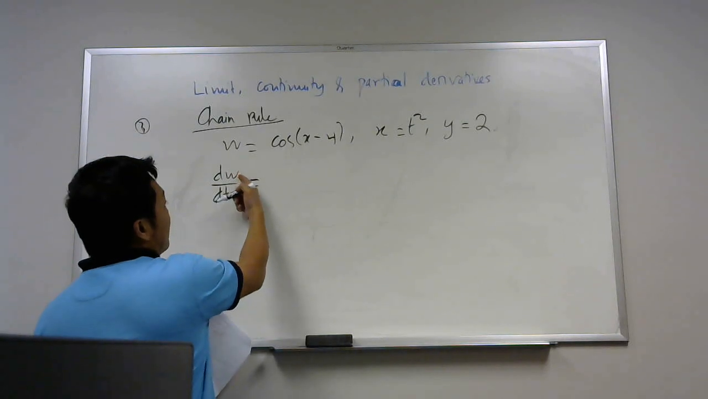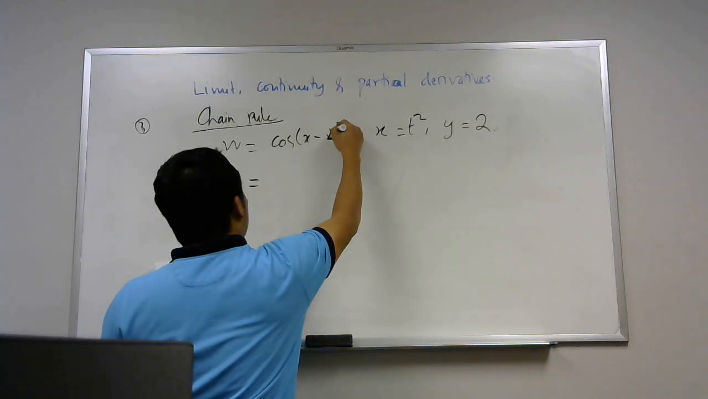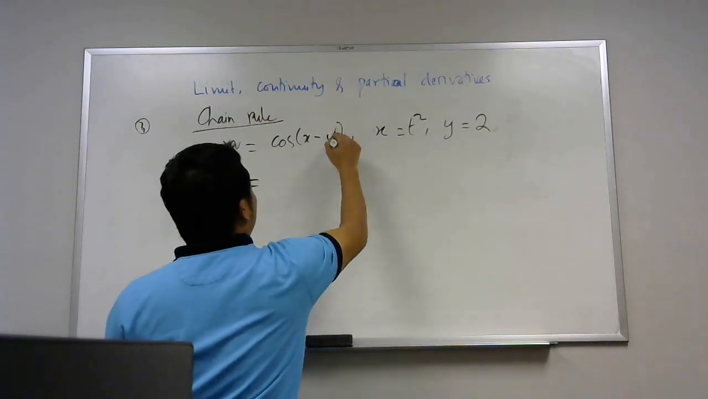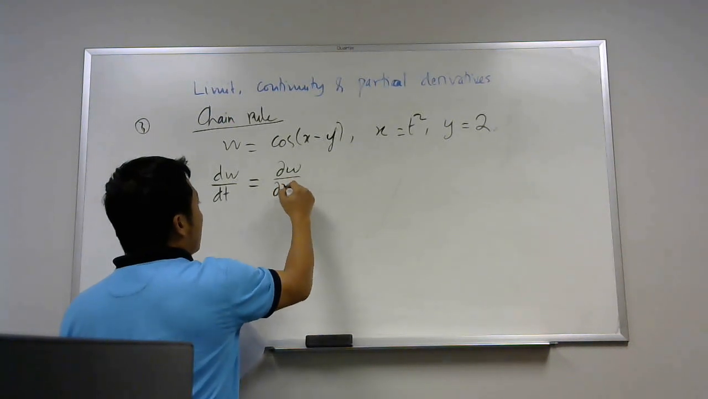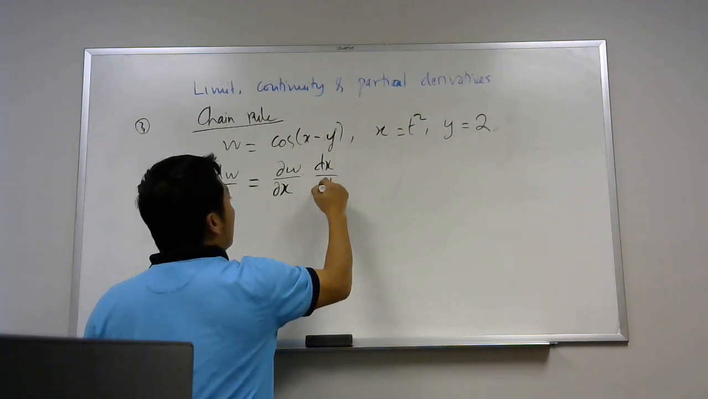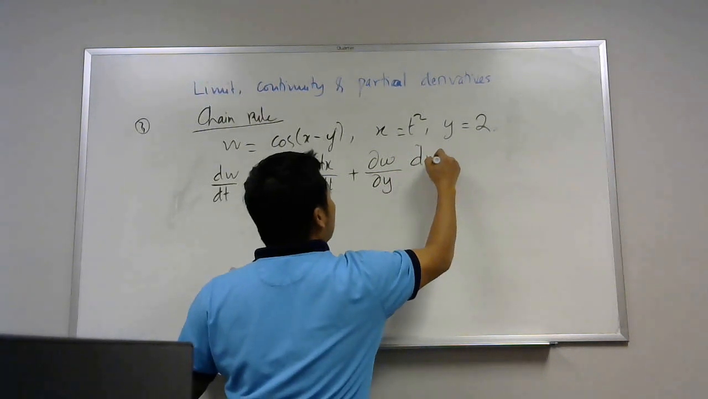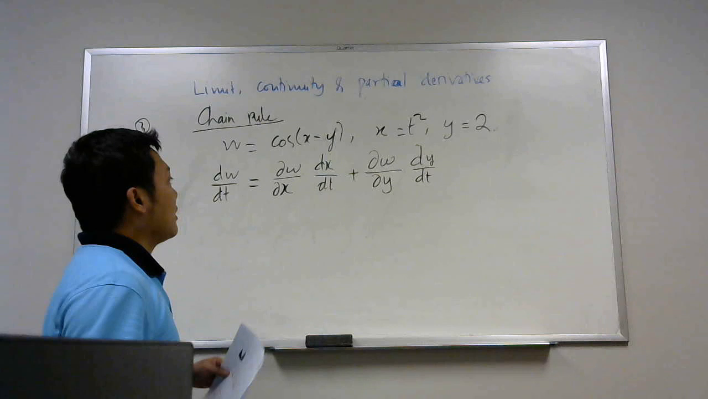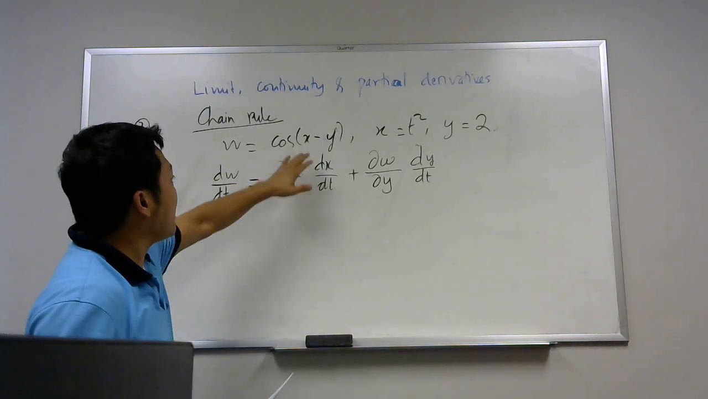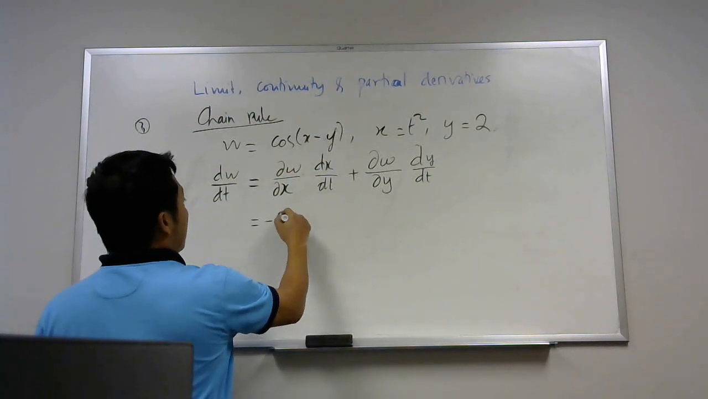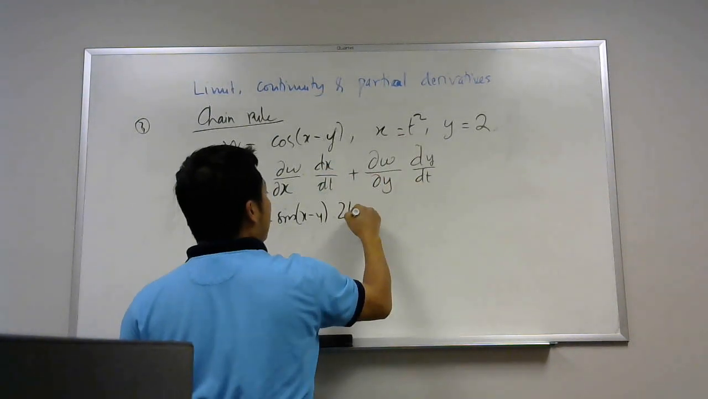The chain rule says, if you want to take the derivative of w with respect to t, w is cosine of x minus y. So that is the partial derivative of w with respect to x times dx over dt, and then the partial derivative of w with respect to y times dy over dt. And that's it. Basically, you need to find the partial derivative of w with respect to x. That is negative sine of x minus y, times dx dt. Here x is t squared, so dx dt is equal to 2t.